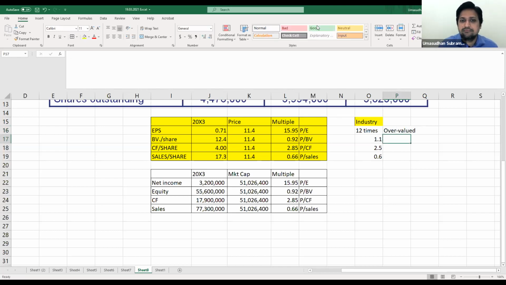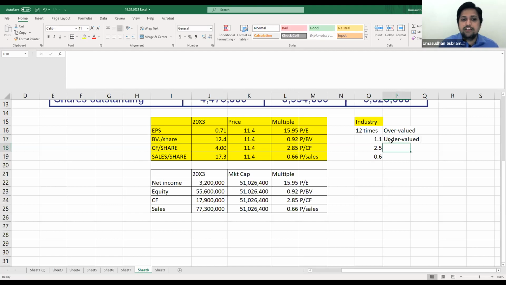Okay, second one. What do you think about the second one? In terms of price to book, what do you think about it? Company is trading at a price to book of 0.92. If the book value is 1, the stock is trading at 0.92. But in the industry, the stock trades at 1.1 times the book value. So what do you think about it? Based on price to book value, is the stock overvalued or undervalued? Based on that, it is undervalued.